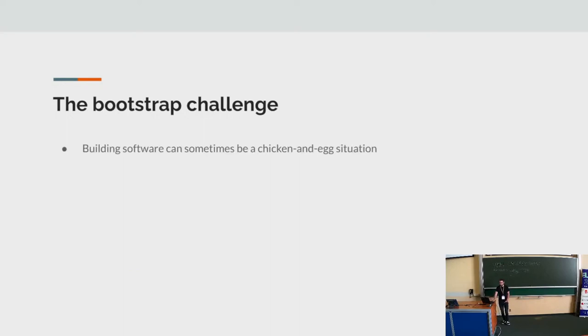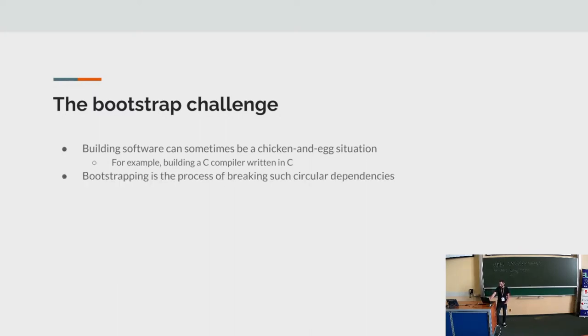So building software is usually not so complicated, but in some situations, it can be a chicken and egg situation, let's call it. For example, if you need to build a C compiler, which is written in C, then you need a C compiler. But to build a C compiler written in C, you need a C compiler. So it's basically a bit like a recursive dependency.